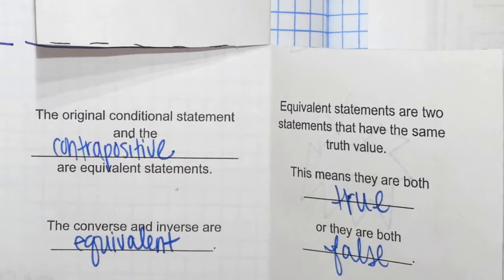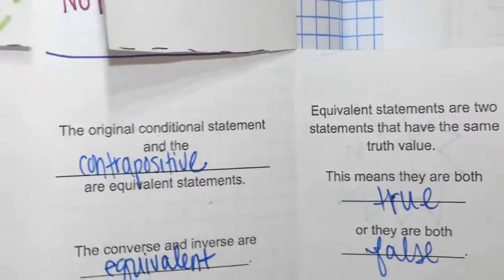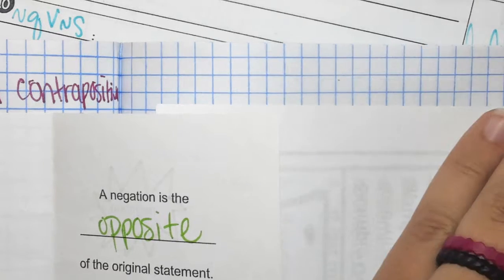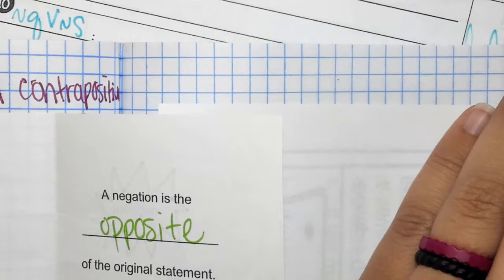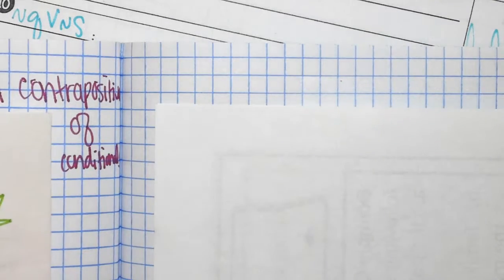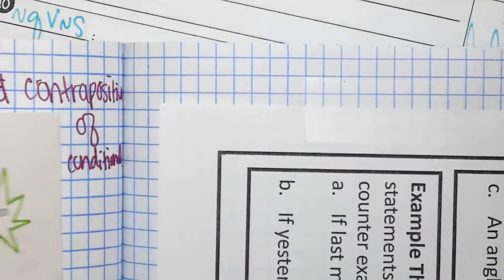Alright, let's go to 12B. Which had which example number on it? What example number is on 12B? Thank you, Grant. Example 1. Take a point, Grant.